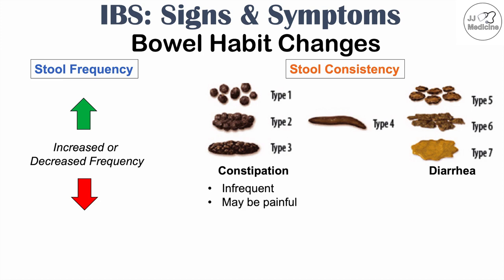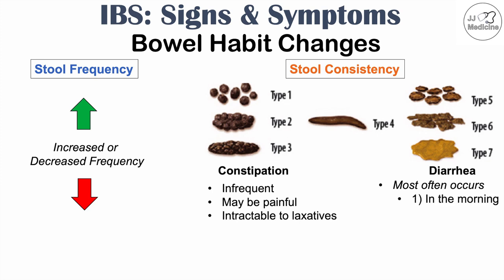These bowel movements can often be described as painful. And again, we mentioned that they're oftentimes type 1 or pellet-shaped, and they're intractable to laxatives. So patients often try to use laxative medications to help, but they often don't help. And with regards to patients who have issues with diarrhea, this diarrhea most often occurs in the morning. So as soon as they wake up in the morning, they often have issues with diarrhea, and after eating. So these are the two more common times when diarrhea will occur in patients with IBS.